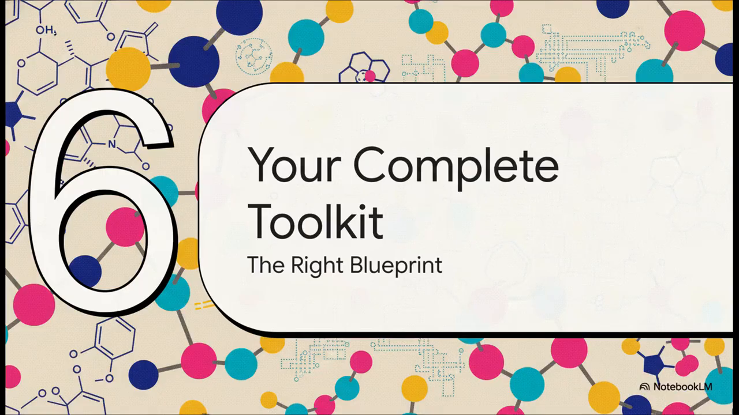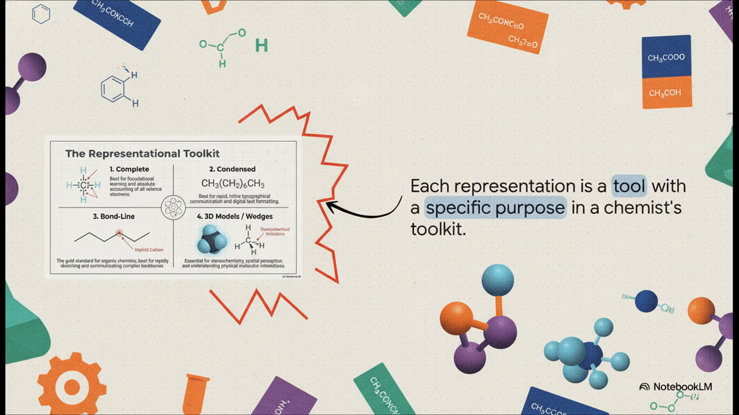So, let's bring it all home. We've gone from messy, detailed drawings all the way up to elegant 3D models. We've basically just built a complete toolkit for drawing and understanding molecules. And this is the most important takeaway. It's not that one of these methods is better than another. They're just different tools for different jobs. You use the complete structure when you're first learning. You use condensed when you're writing a quick formula. The bond line is the professional's go-to for sketching, and the 3D models are absolutely essential when you need to understand how a molecule is really going to behave in the real world.